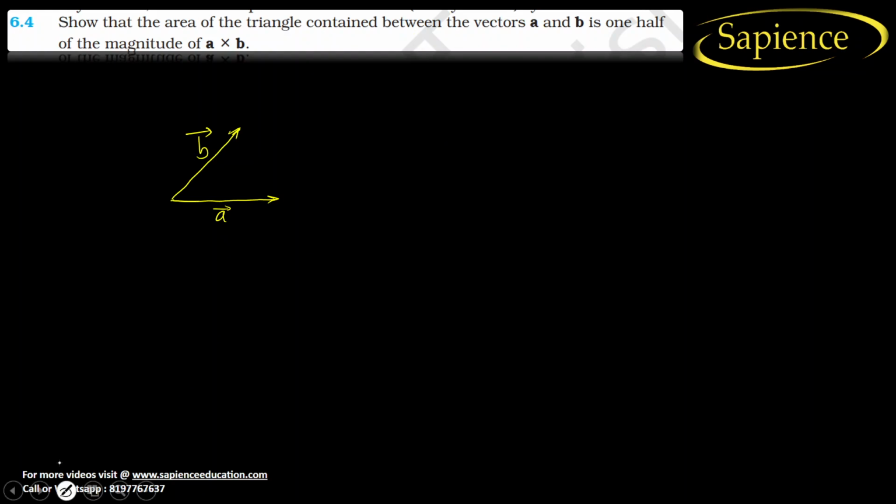Now we need to prove that the area of the triangle contained between the vectors a and b, let us consider this is the area, is equal to one half of the magnitude of a cross b. Okay, we need to prove this.